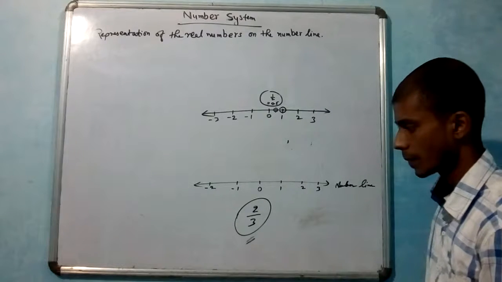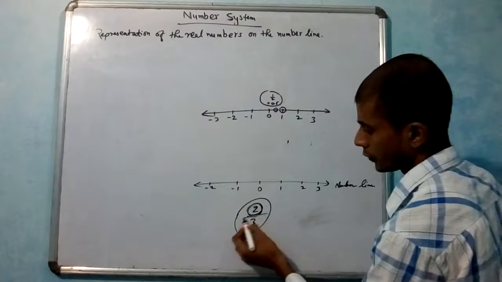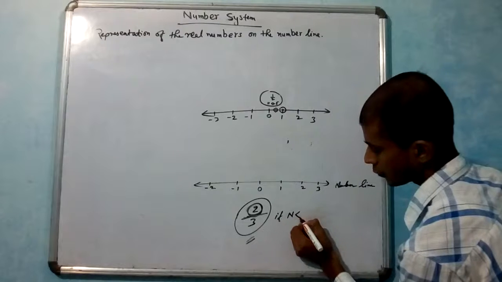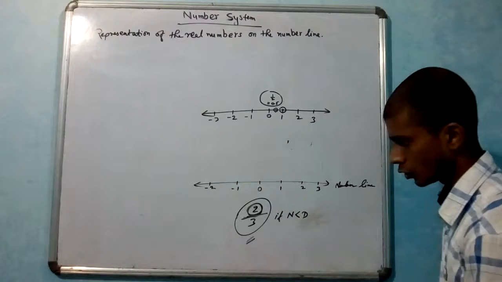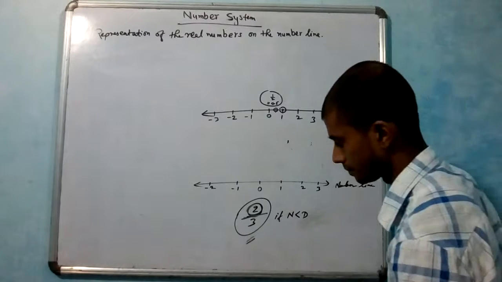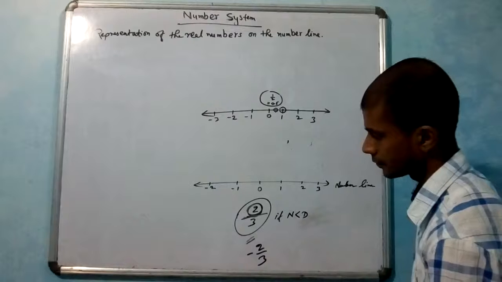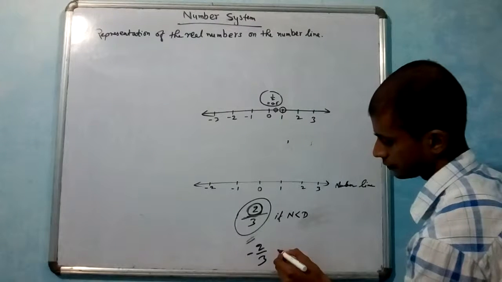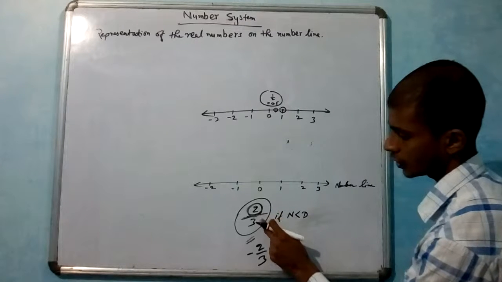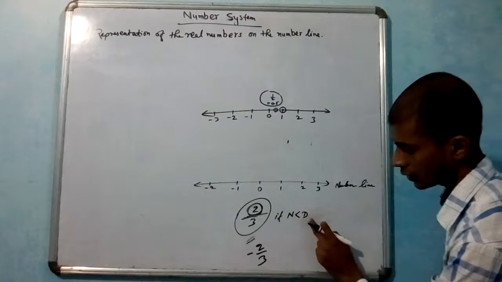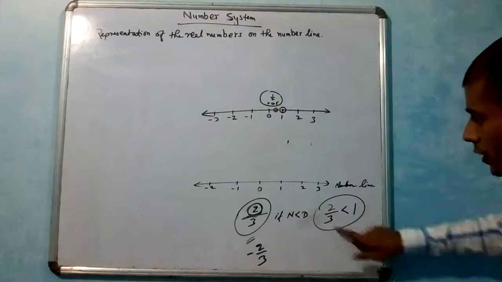Fine. So any number in which the numerator is smaller than the denominator, then that fraction is always lesser than 1, if it is a positive value. If it is a negative value, -2 by 3, then it will always be what? Okay, see here first, positive value 2 by 3. If it's a positive number and the numerator is smaller than the denominator, then that will always be lesser than 1.